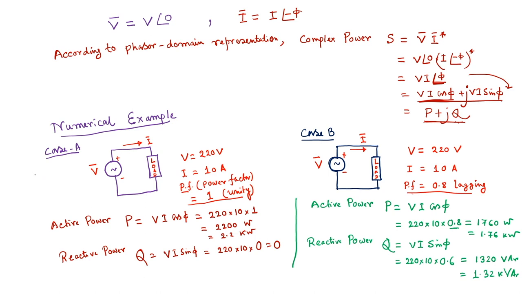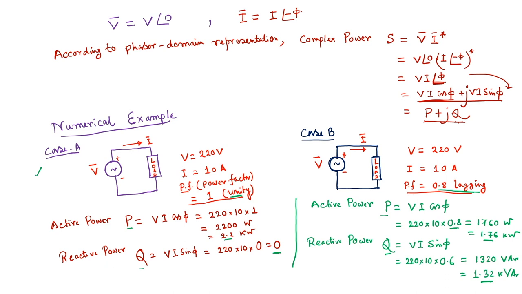In one case we have a load with unity power factor, and in another case we have a load with 0.8 power factor. You can see that due to this power factor, both cases have different active and reactive power consumption. In case A, active power consumption was 2.2 kilowatt. In case B, it is 1.76 kilowatt. Whereas in case A, reactive power consumption is 0. In case B, reactive power consumption is non-zero, which is equal to 1.32 kVAR.